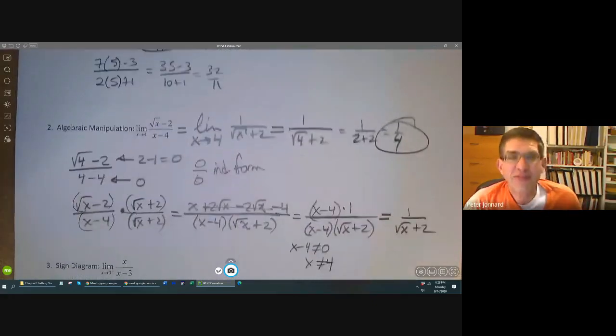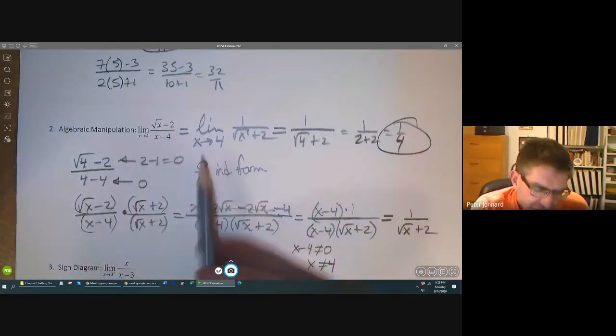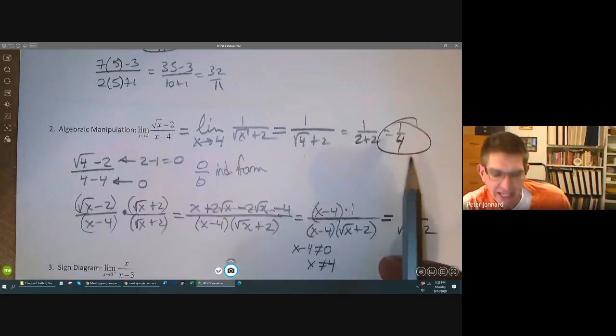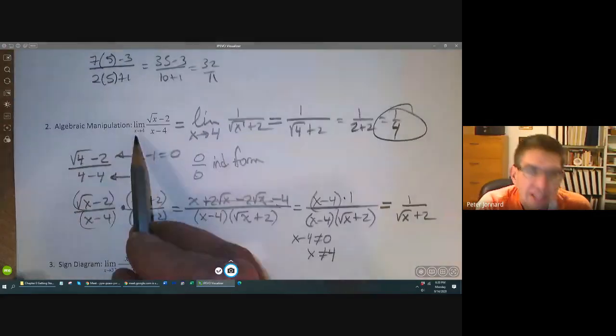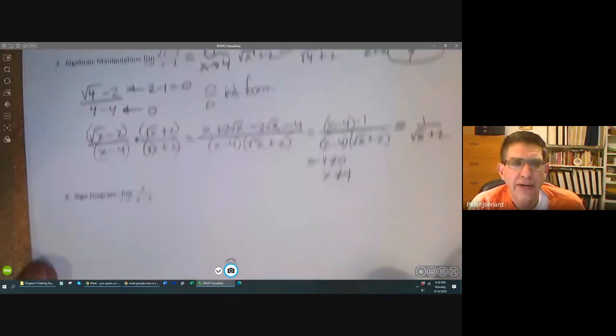Okay, and so limits are sneaky, but that's what they were designed to do, to get you out of these jams of dividing by 0. And sure enough, if you type this into your calculator, you'll find that you do in fact get 1/4 as you put numbers in closer and closer to 4. Okay, excuse me, sign diagram.